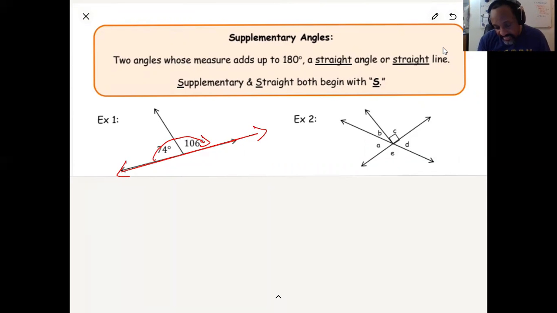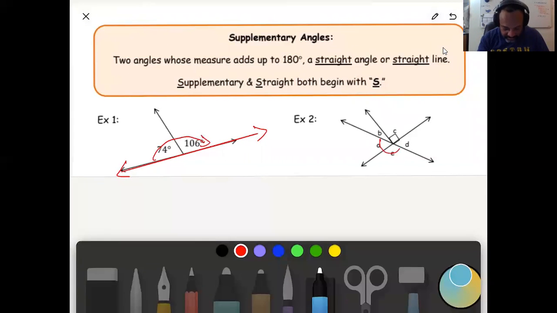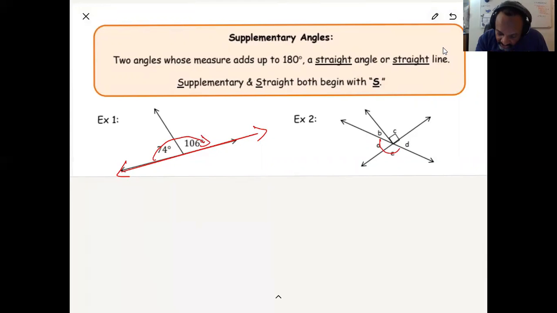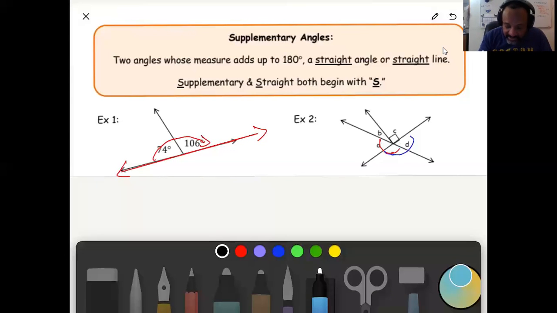Now, look at example 2. A and E are supplementary angles, but so are E and D. Those are supplementary angles. Guess what? Also, if you look at B, C, and D, those are supplementary angles. So supplementary angles basically just add up to 180 degrees, which is a straight line. Okay, a good way to remember supplementary angles: supplementary and straight lines both begin with an S. That's one way to remember it.